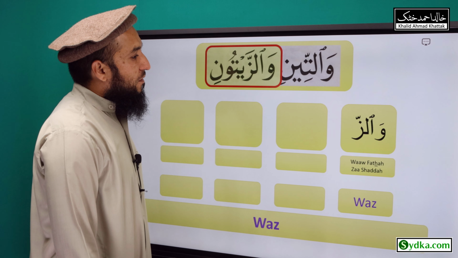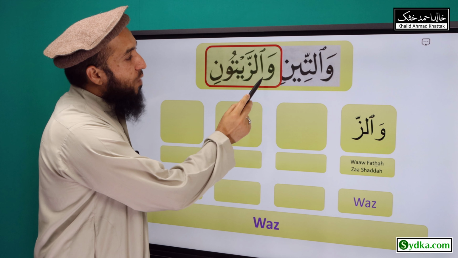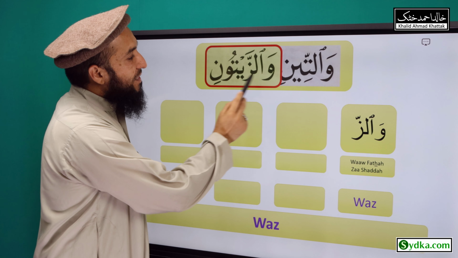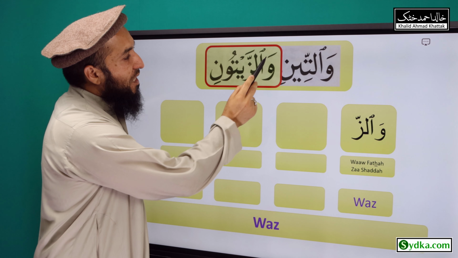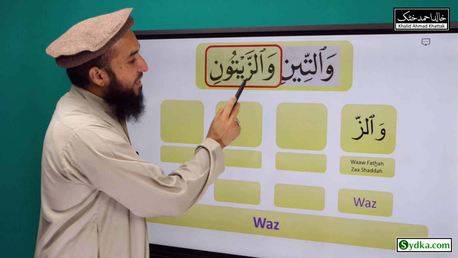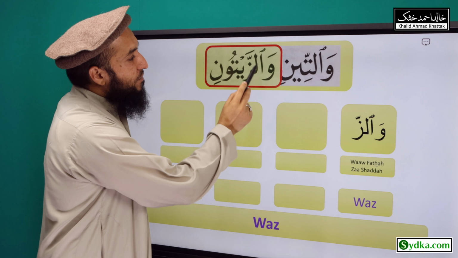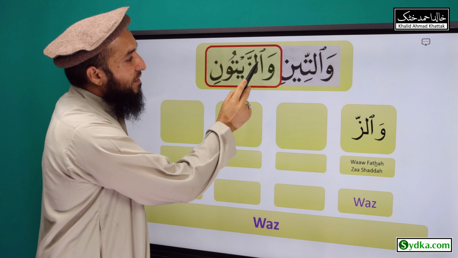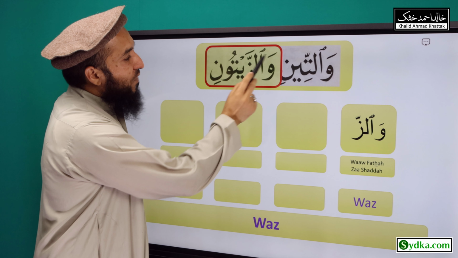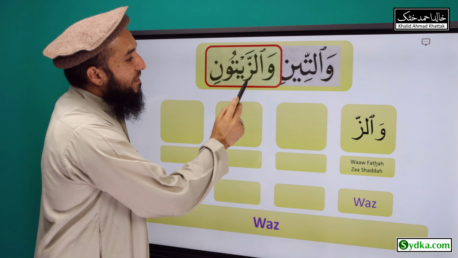ni. So the first syllable we have is waw fatha za shadda waz. Waw is a light letter, it has fatha on top of it, it is followed by za, za has a shadda. This lam is silent and this alif is called hamzatul wasl, connecting hamza, and it is silent as well. Waw fatha za shadda waz.